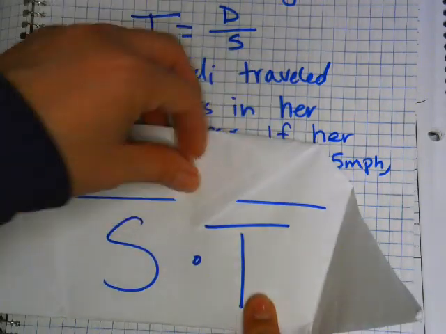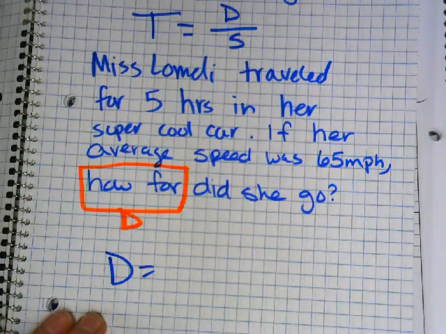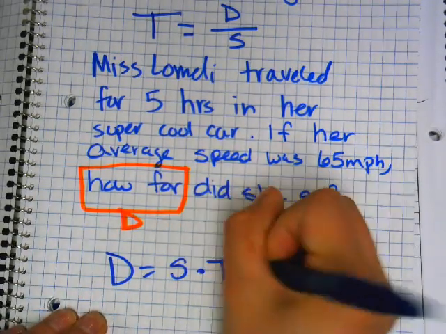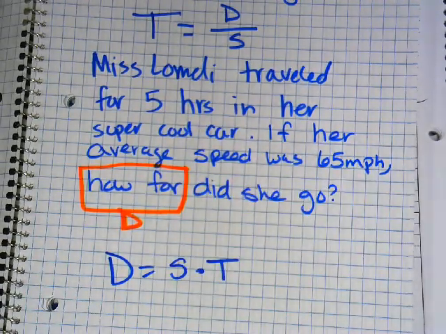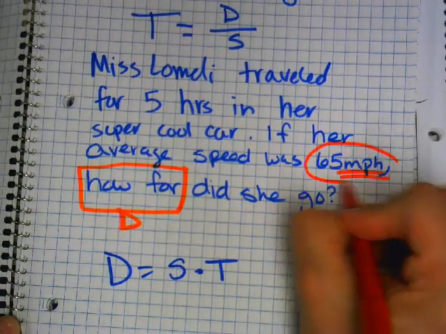What's 65 times 5? Speed times time. 6 times 5 is 30. Okay, what is our speed? Identify the speed. How do you know it's 65 and not the 5? Miles per hour. Exactly. So that's our speed.